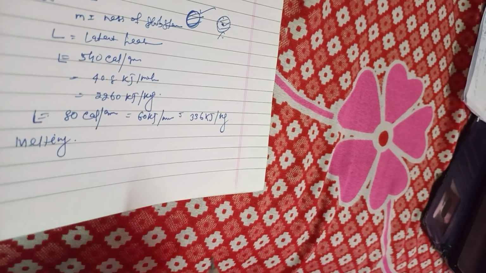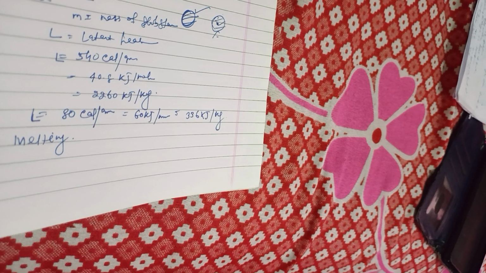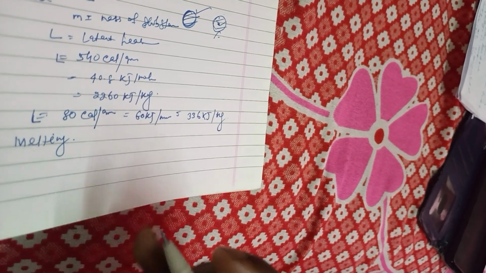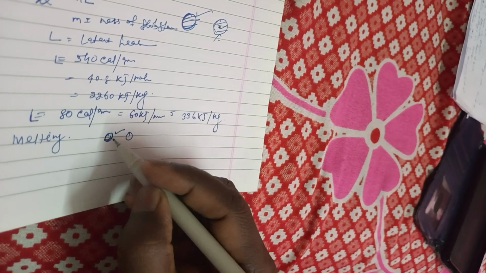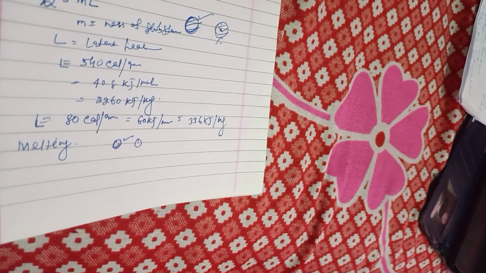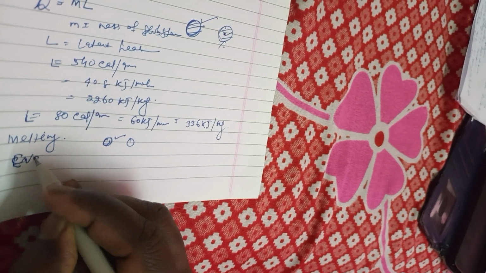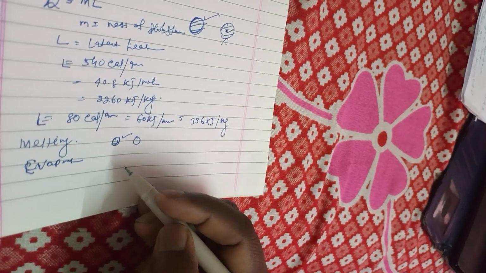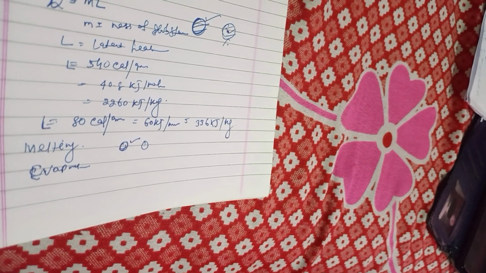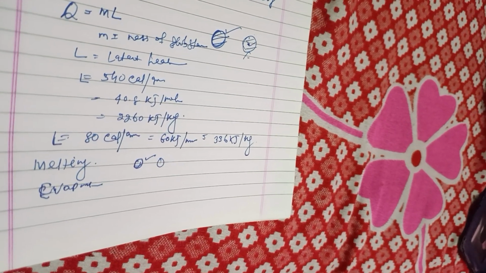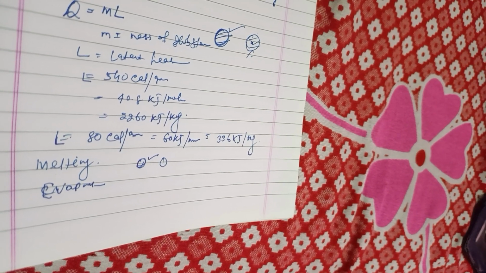Melting: conversion of solid into liquid state at a constant temperature is melting. Melting means solid to liquid. Evaporation: conversion of liquid to vapor at all temperatures, even below the boiling point, is called evaporation.